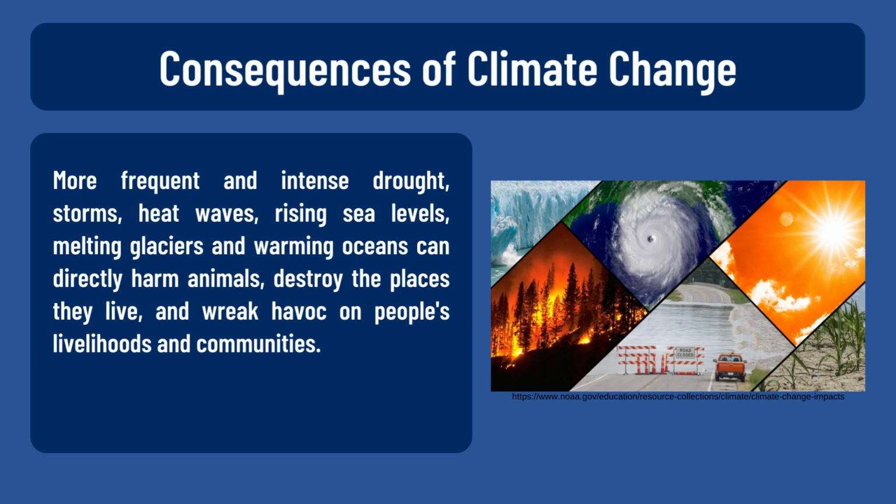The consequences of climate change are more frequent and intense drought, storms, heat waves, rising sea levels, melting glaciers, and warming oceans that can directly harm animals, destroy the places they live, and wreak havoc on people's livelihoods and communities in general.